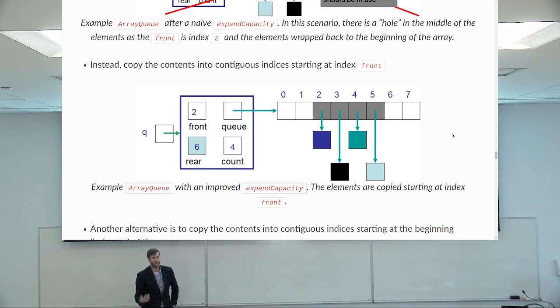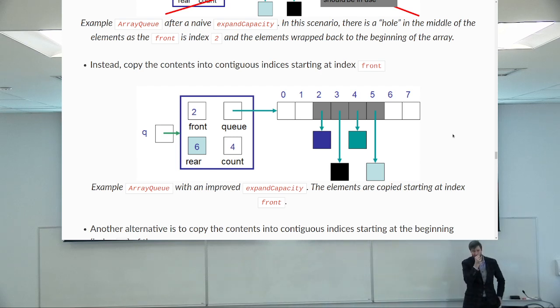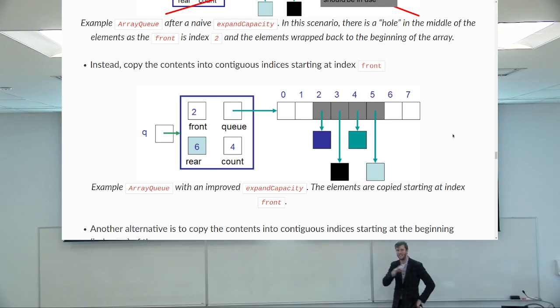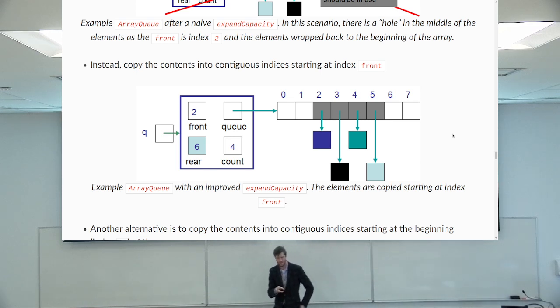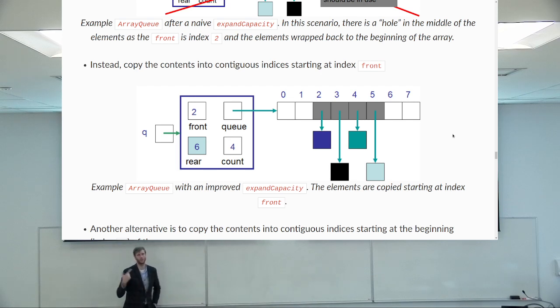Somehow we copy things over such that the front goes to index 2, the thing after goes to index 3, and then the thing that wasn't index 0 goes to index 4, where it should be. The thing after that, index 5, and then the rear would be index 6. This works. This entirely works. This is a great solution.